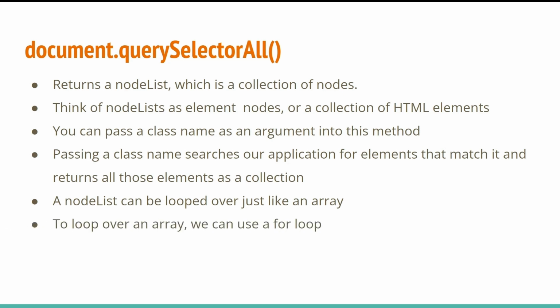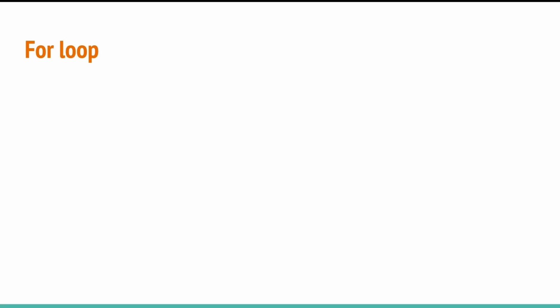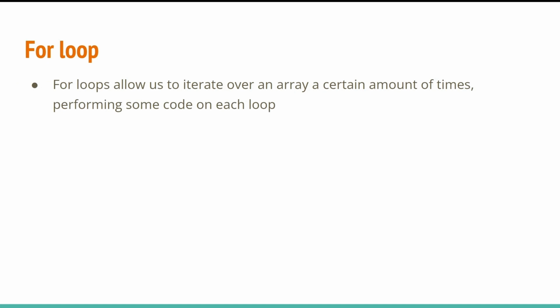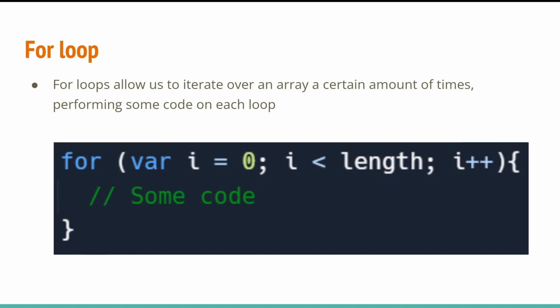To loop over an array, we'll be using a for loop. So what is a for loop? A for loop is a way for us to iterate over an array a certain amount of times. On each loop, we can perform some code to run. The for loop could look like this. So let's explain it a bit more. The for keyword tells our application that we are calling a for loop.